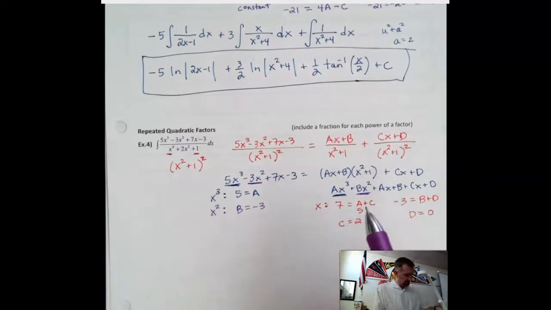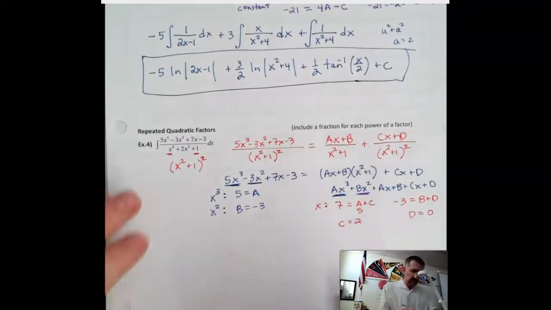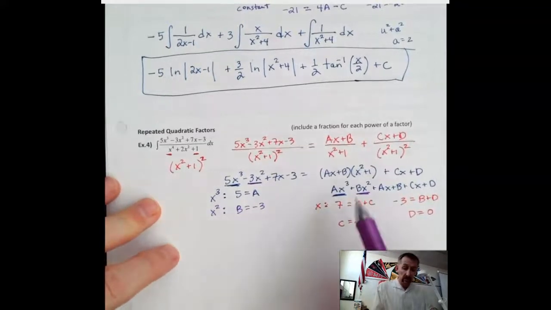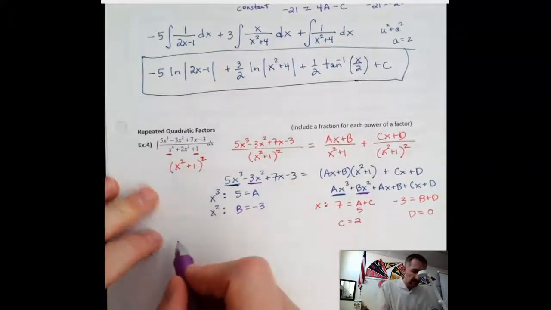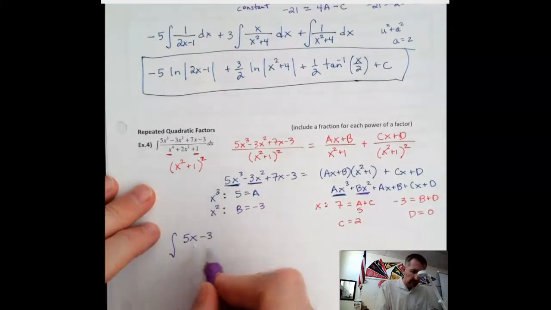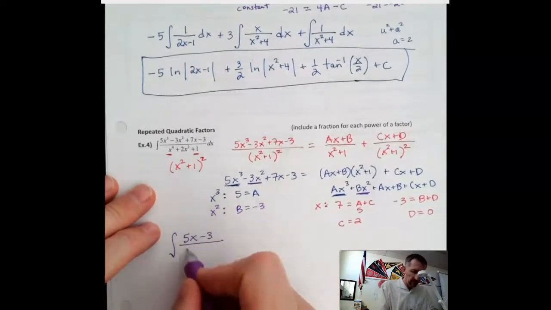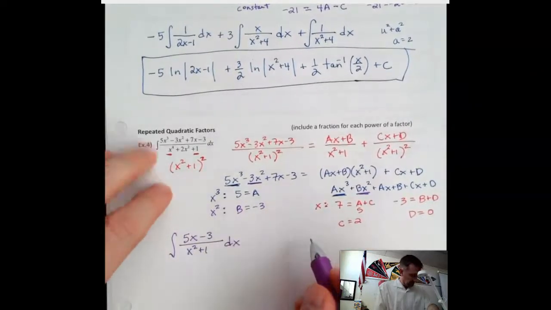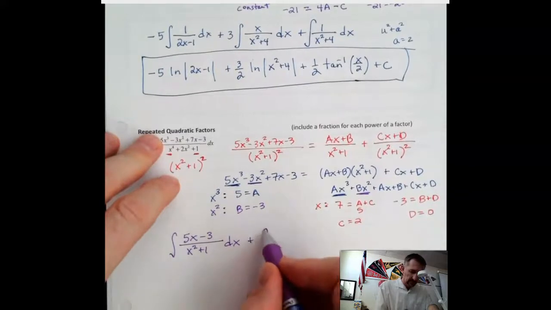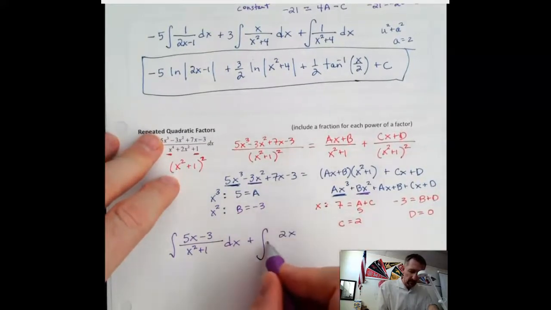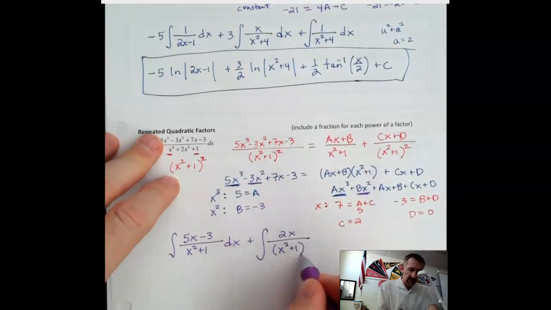If we plug the stuff back in, I suppose that would be the easiest way to look at this. So a was 5. We have the integral of 5x minus 3 over x squared plus 1, and then 2x over x squared plus 1 squared. Looks like a u substitution in our future.